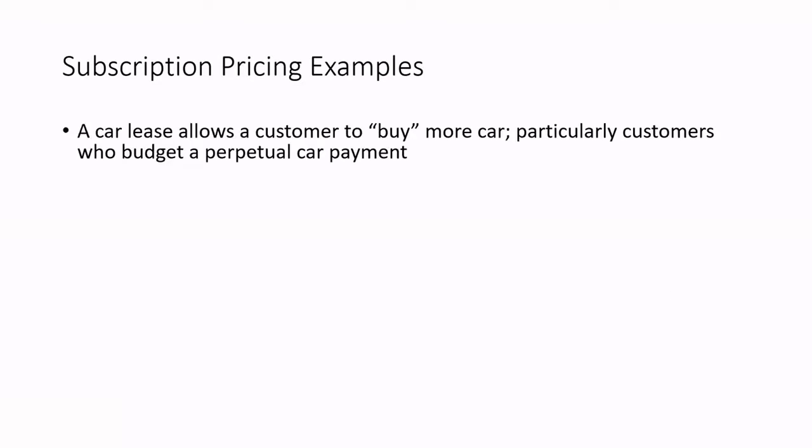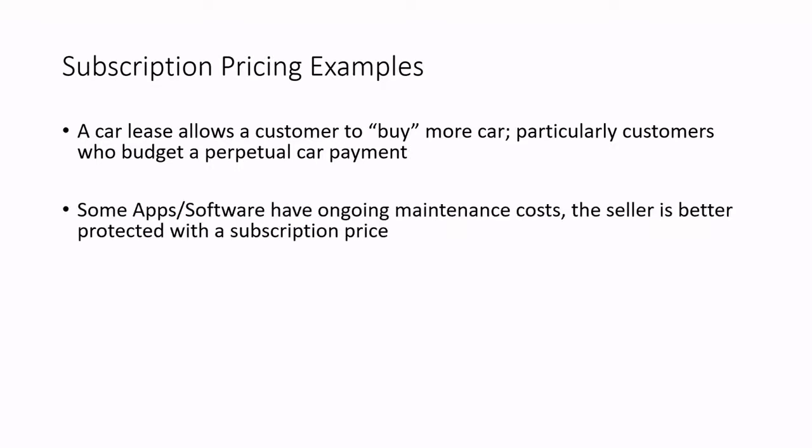So among the examples of subscription pricing are, again, the car lease. And the car lease is valuable because in some cases, customers can actually buy more car in a subscription than they could in the transaction, because instead of paying off, say, a loan to buy the whole car, they're now only buying the opportunity to use the car for a certain period of time. And so that same amount of money will actually allow them to buy a higher level of automobile.